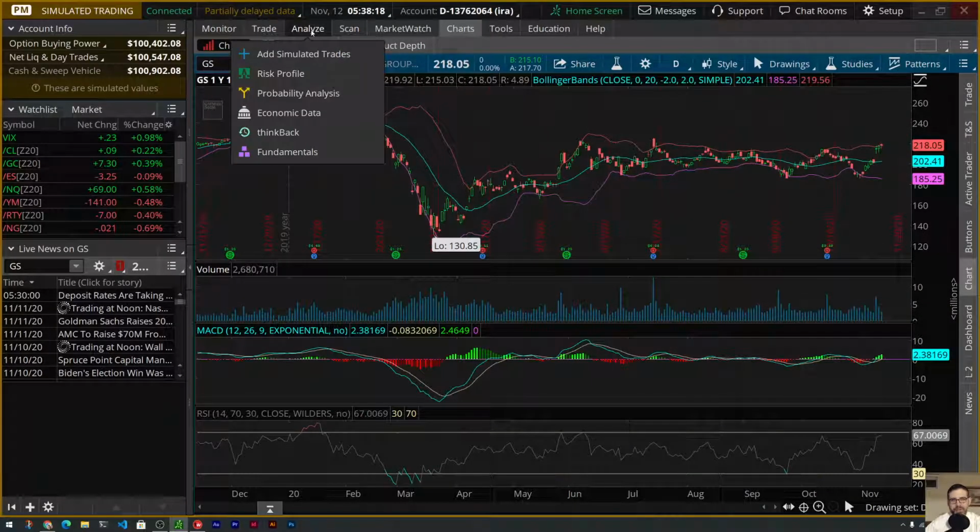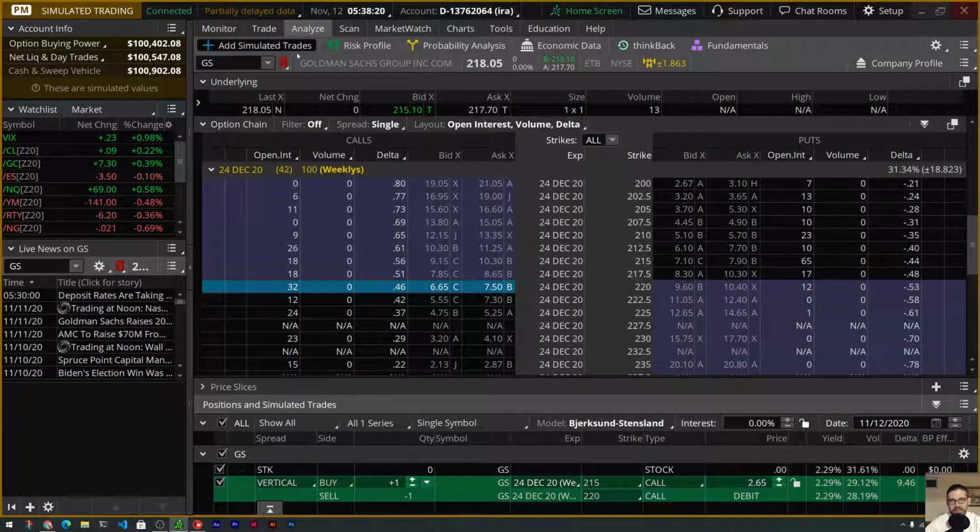Let's build a trade. Going over to this analyze tab, click on add simulated trade. We're going to be, according to the cherry bomb, in the December 24th, 42 days to expiration as of today. We're going to be in these expirations, and we're going to be down here in the call side, of course. We're going to be buying the 215 and selling the 220. As you can see, I've built that down here by clicking on the ask for the 215, holding down the control key and clicking the bid for the 220.